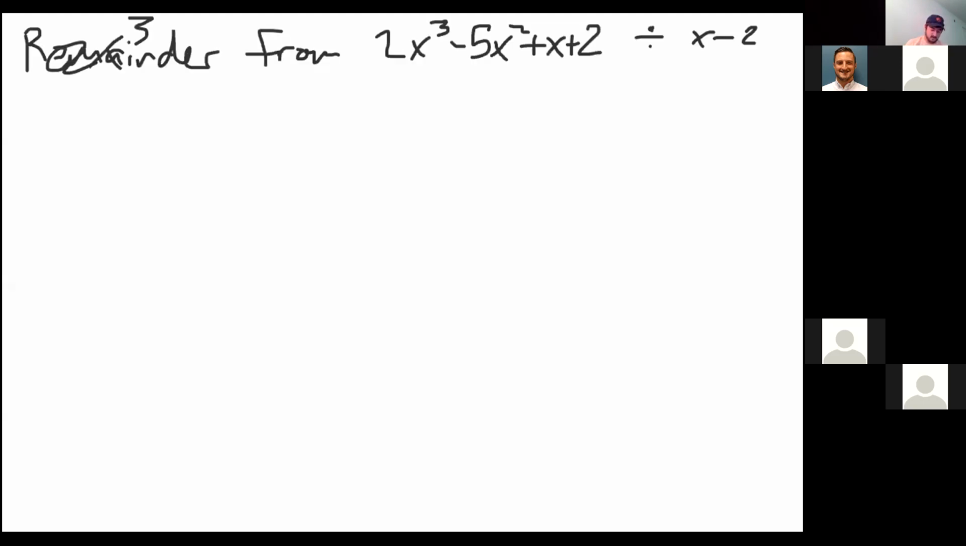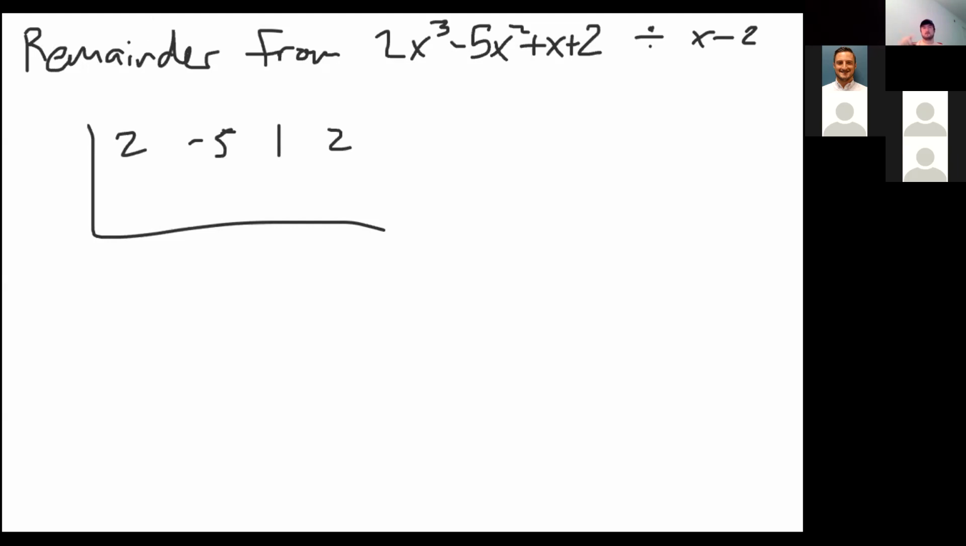So we had the problem, the polynomial 2x cubed minus 5x squared plus x plus 2. I use those as my coefficients: 2, -5, 1, and 2. And what I use when I use synthetic division is the root that comes from the factor x minus 2, which would be a positive 2.